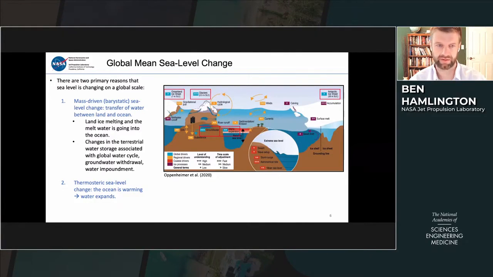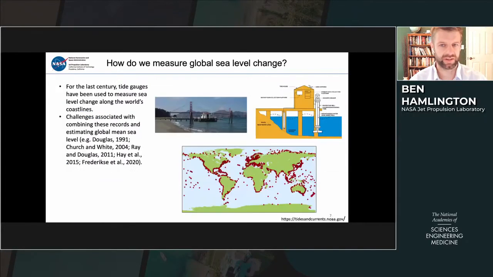And then the other mechanism for driving changes in global sea level is thermal expansion, so thermosteric sea level change. Really, it's just the ocean absorbing heat, and then that water expands, increasing the volume. I've just highlighted these with the box in red on the right here. Again, I'm going to use this figure as a stepping off point for a number of topics here. But I first want to focus on how we actually measure sea level change.